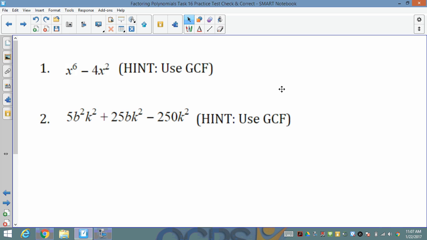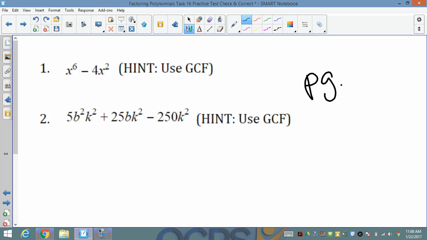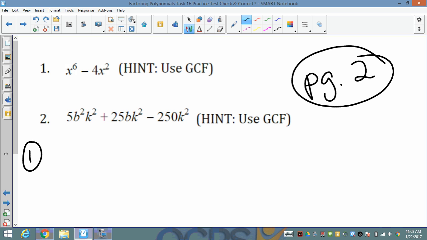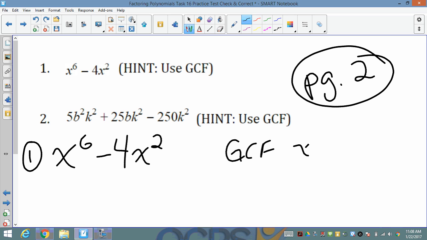Taking a look at the first two, we have a hint there. Hint, use GCF. Remember, we should always try to use the greatest common factor first, and those notes are in your booklet on page 2. So I'm going to work both of these using our greatest common factor because they do in fact have one. So as I look here, I see that my x is common. So my GCF is going to include the x.